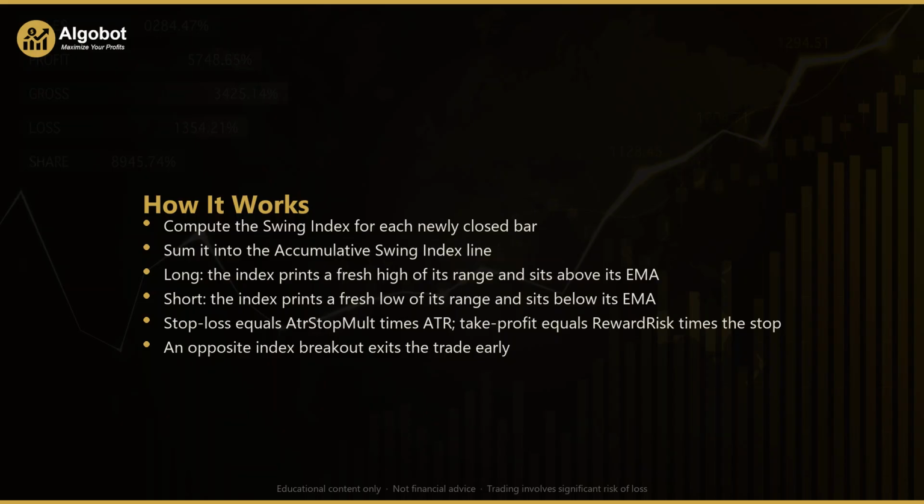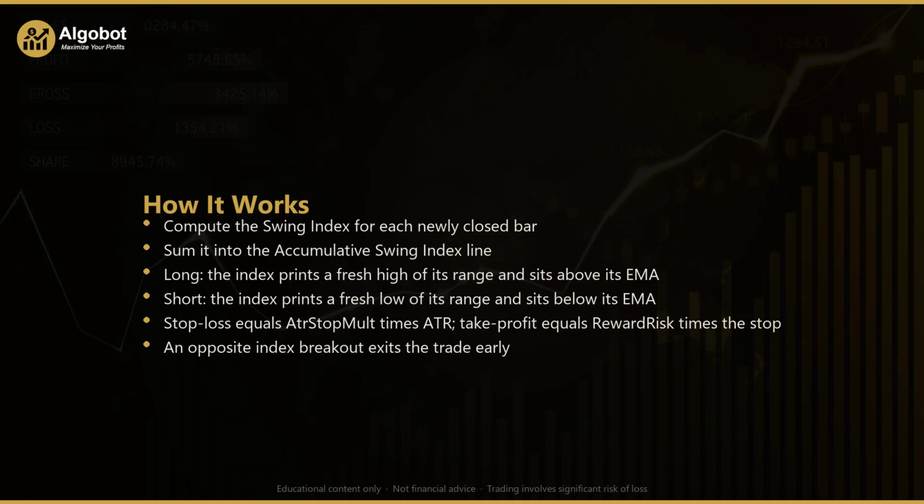average. Once a valid signal appears, risk is defined using the average true range, calculated over the ATR period. The stop-loss distance is the average true range multiplied by the ATR-stop-multiple parameter, 2 by default. The take-profit distance is that stop distance multiplied by the reward-risk parameter, 1.8 by default, giving a target that is larger than the risk. For a long, the stop sits below the entry and the target above it. For a short, the stop sits above the entry and the target below it. Position size is fixed by the lots parameter.